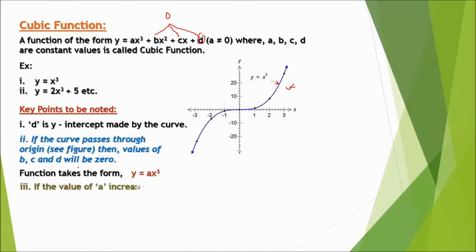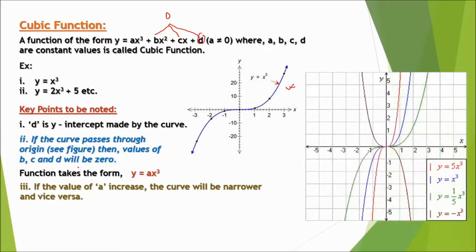Now remember this. If the value of a increases, same as in the quadratic, the curve will be narrower, and vice versa. Now you can see in this figure, for the blue curve, y equals x cube, its equation is x cube. And this is the red curve. Its equation is y equals 5x cube, with the value of a being 5. Now you can see as the value of a increases, the curve will be skinnier, or you can say narrower.